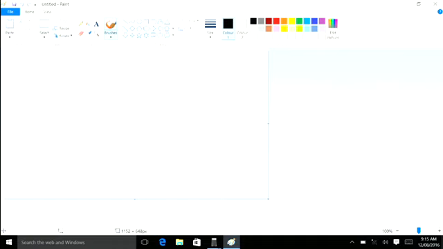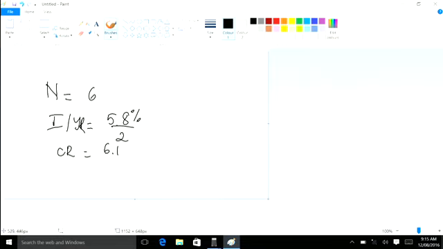Okay, so you did a summary, and then you got N equals 6, right? So let me write it down. N is equal to 6, and then we got the interest rate equal to 5.8 divided by 2, right? And then we got the coupon rate equal to 6.1 percent divided by 2.